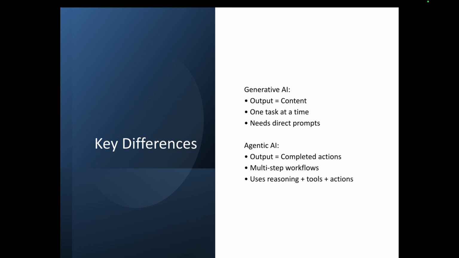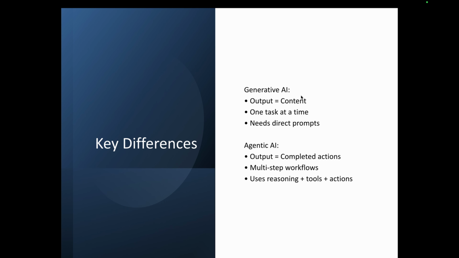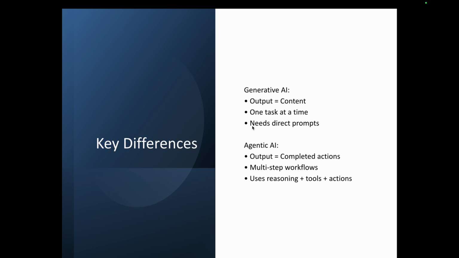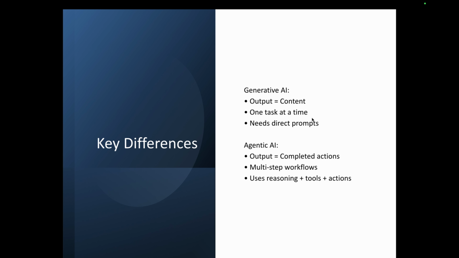So that is the basic things which we will be having. So the key difference is that generative AI is an output, the content. In the output we will be getting a content. It's a one-time task. If the content is done, the task is done, and it needs direct prompts. So we need to give a prompt with the mission, context, objective, and output. All these things will be created in the prompts.